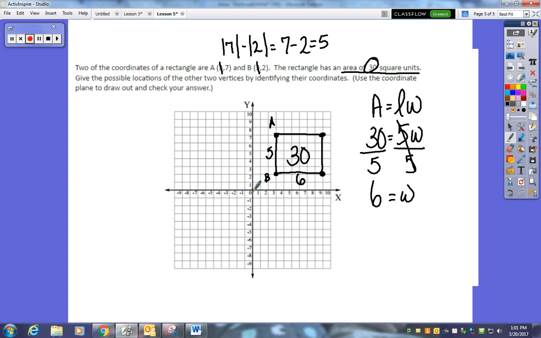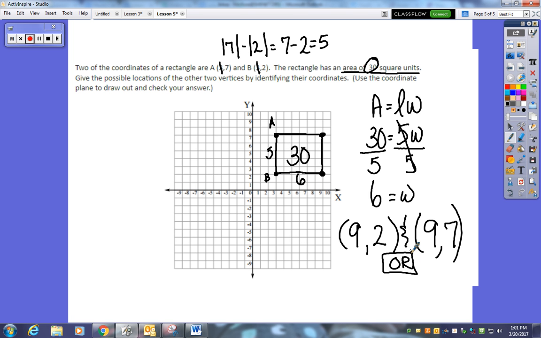Starting at the origin, I would be going over to 9 for both points. And then for one of those points, I'd be going up to 2, and for the other point, I'd be going up to 7. So (9, 2) and (9, 7) would be one of the possibilities of an answer here.